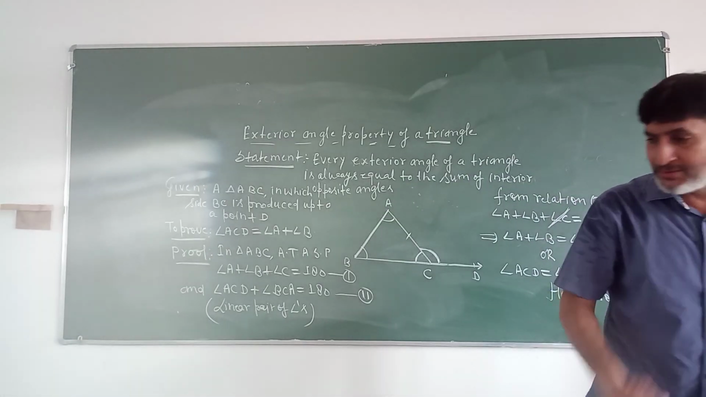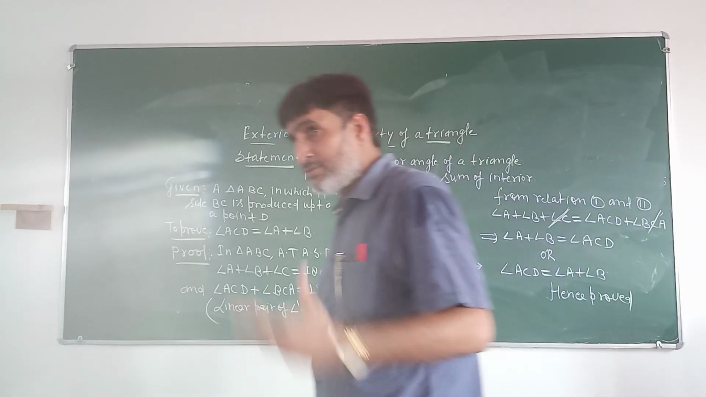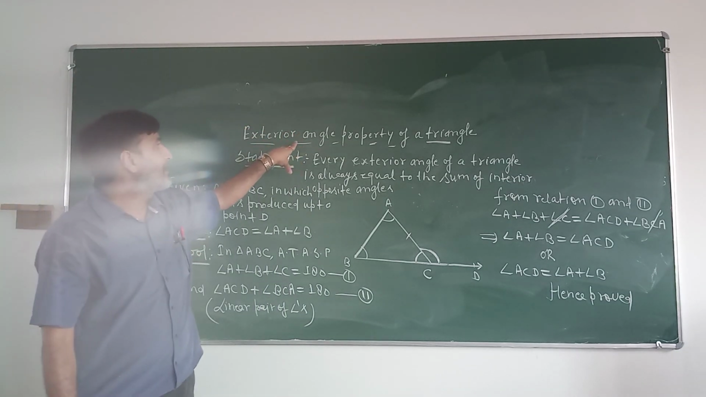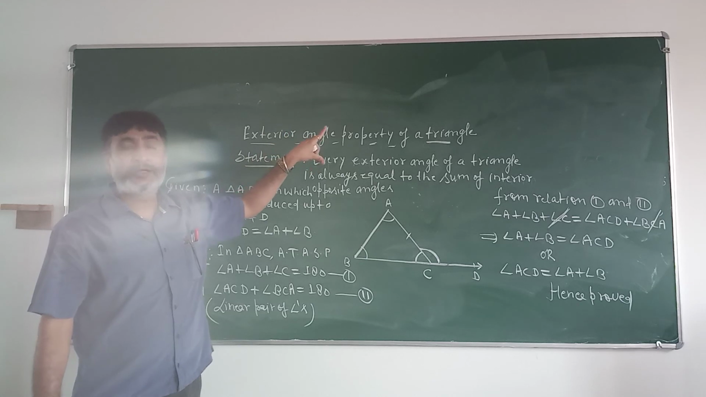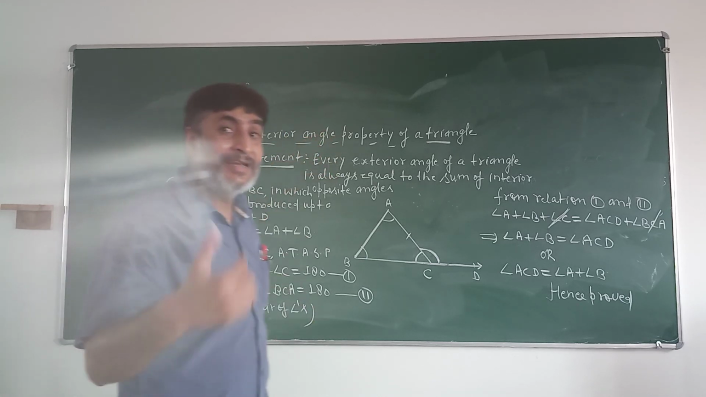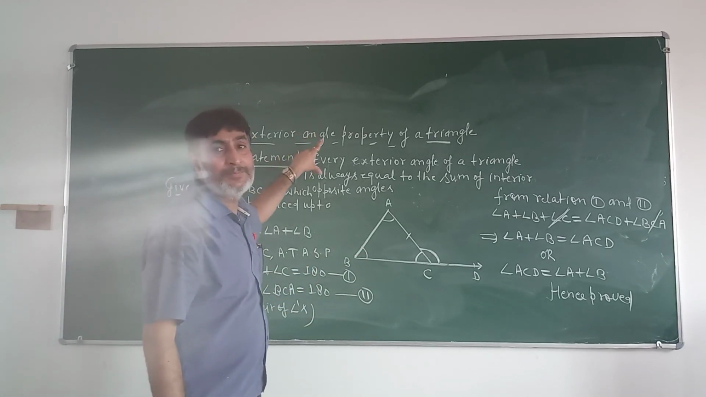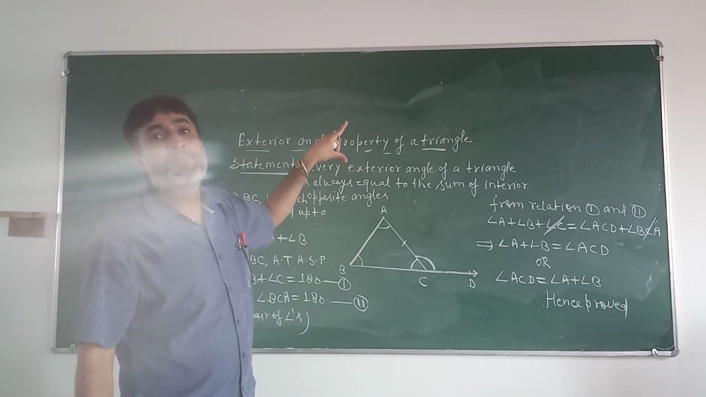That's all for today, students. Today we will discuss two theorems. First one, angle sum property of a triangle, and second one, exterior angle property of a triangle. In next session, in next class, we solve few questions based on angle sum property and exterior angle property of a triangle.